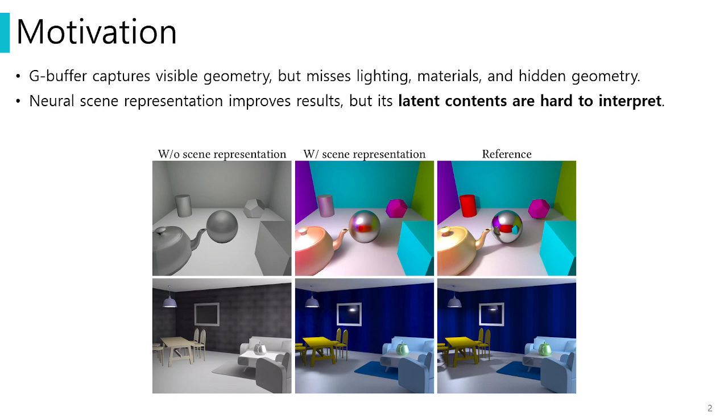If the generator only uses the G buffer, it can see visible geometry, but it does not know the full lighting, materials, or hidden geometry. When the neural scene representation is added, the result becomes much closer to the reference. But now we have a new question. Inside this representation, which part stores lighting, which part stores geometry, and which part stores materials?